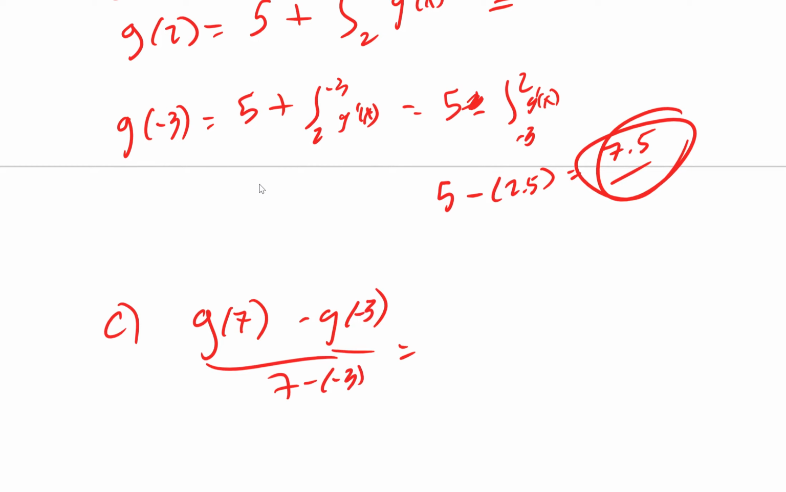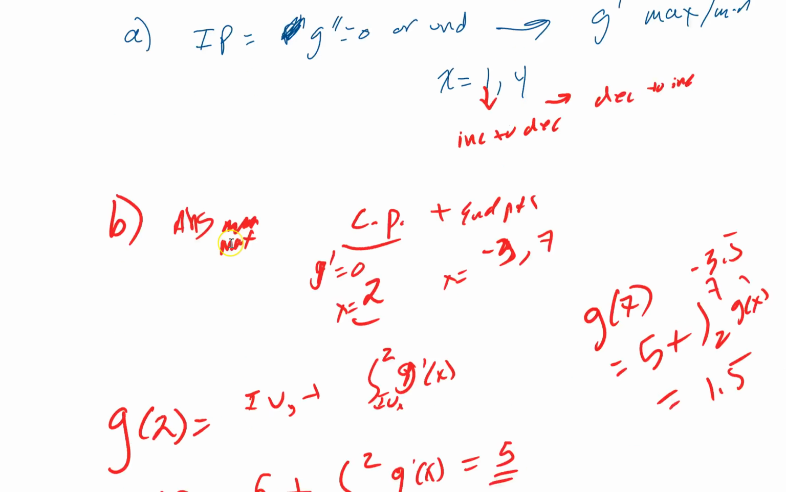So now look, we already did these. G of 7 was 1.5. G of negative 3 was our max, which was 7.5. And then down here, the negatives get positive, so I get 10. On top, I get 1.5 minus 7.5, so negative 6. So negative 3/5. That's my rate of change.